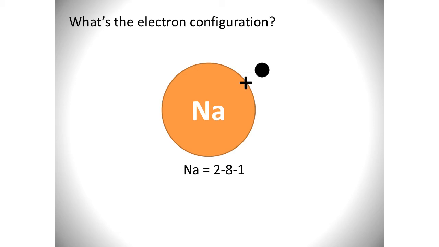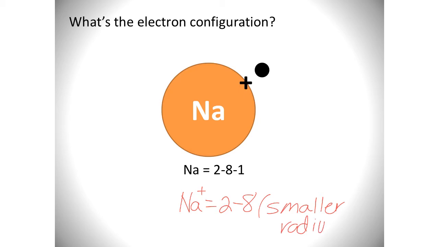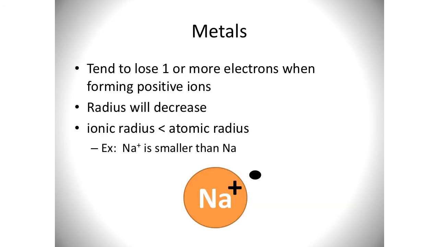So with sodium, sodium's electron configuration is 2, 8, 1. So sodium will lose an electron when it reacts to be 2, 8, and this would have a smaller radius. Normally in my PowerPoint, it actually shows the size of the atom decreasing, but unfortunately the animations don't work with my screencasting program.